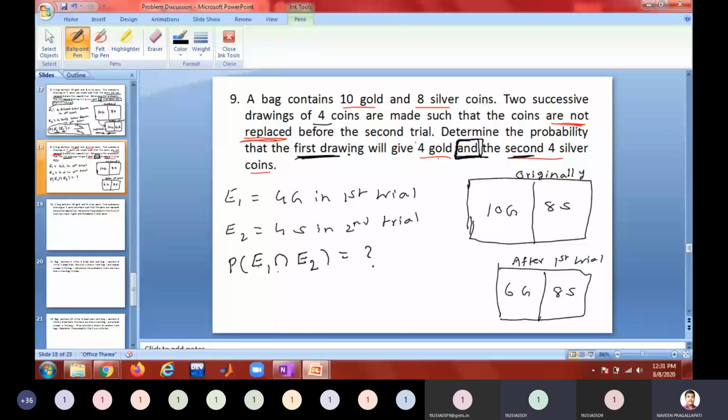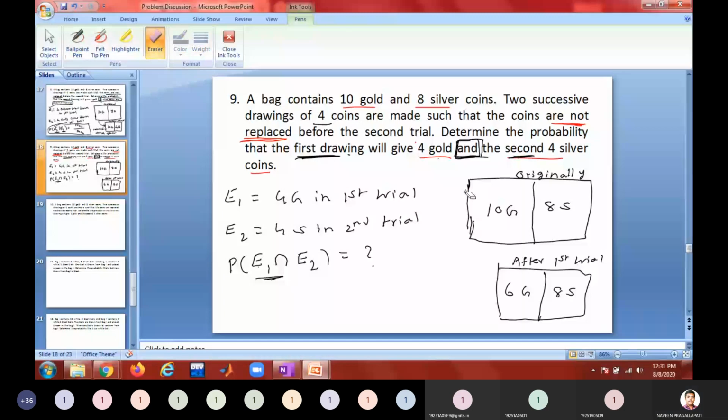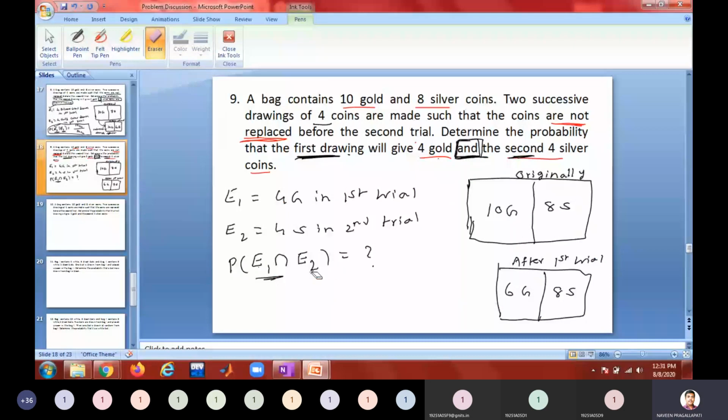Joint probability. Previously, we were asked to find out conditional probability. Now we are asked to find out the joint probability. Do you see the difference? One wording, instead of "if" it is given as "and", and the entire problem changed. That's why I'm asking you to read the problem 2-3 times.